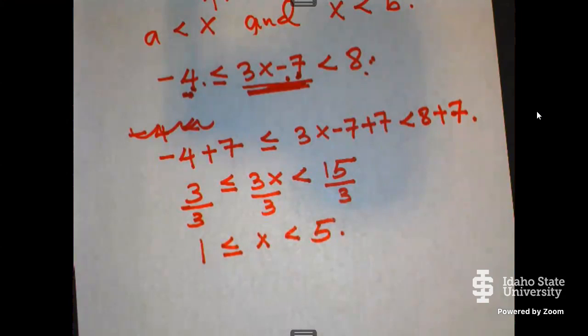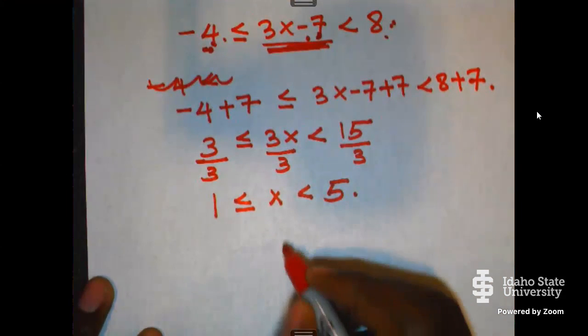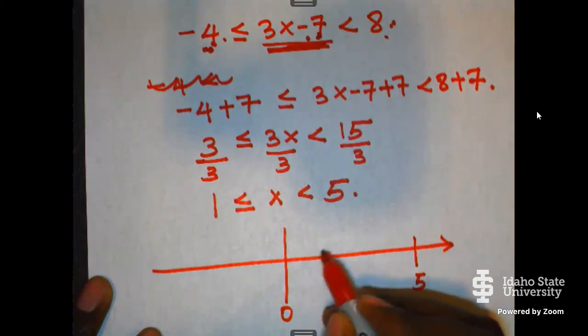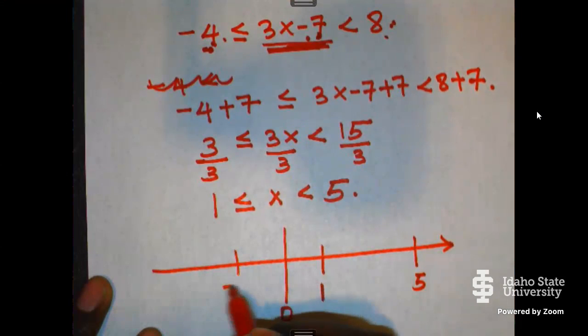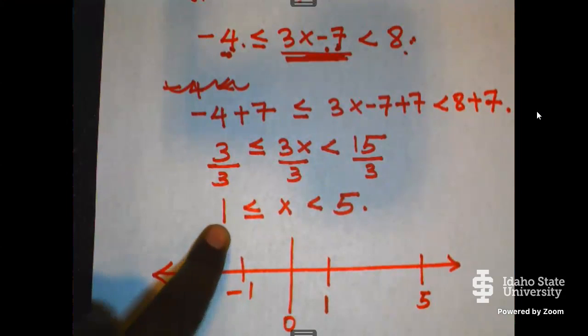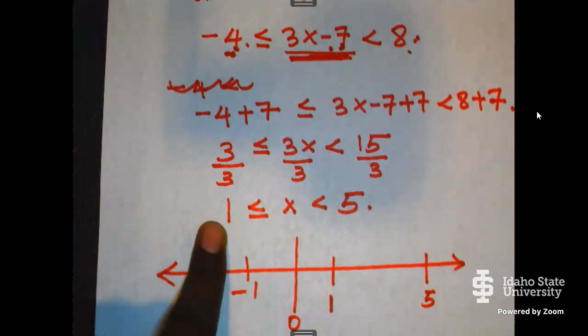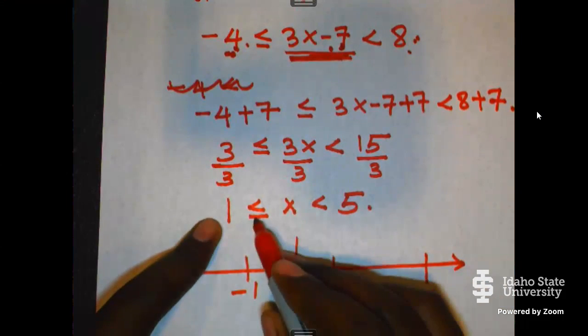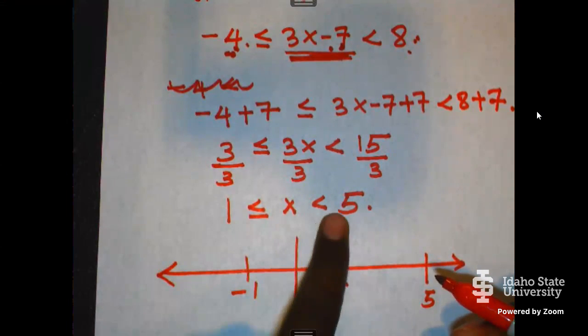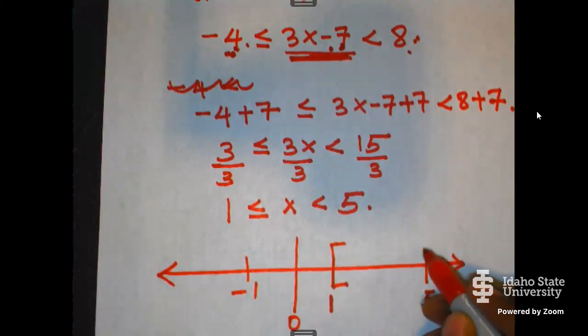Then you draw that in a graph. So this is 0. This is 5. This one is 1, minus 1 goes that way. So we have 1. So x is greater than what? 1. And this one is what? Closed. So it will be like that. And then x is less than 5. And this one is what? Okay. So this is our region.